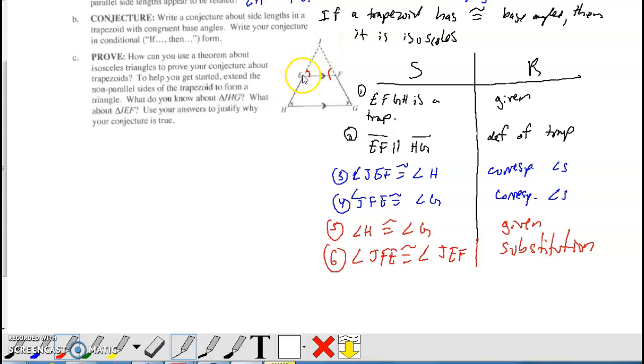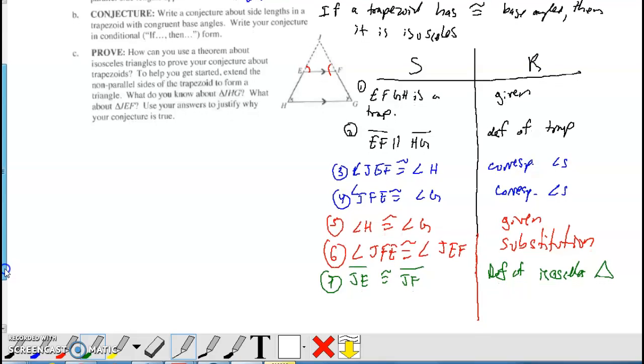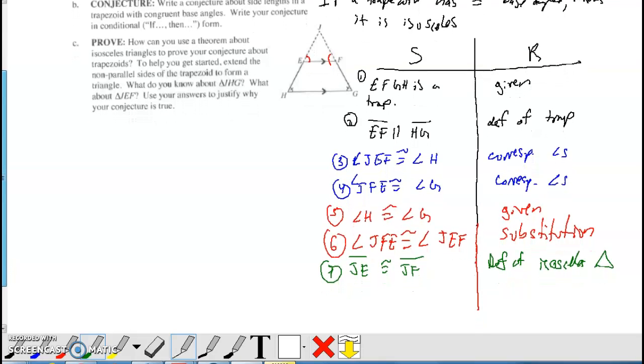But what do I know? That JE and JF should be equal to each other because of the definition of an isosceles triangle. So I'm going to come up with number 7. So JE would be equal to JF, and I'm going to say definition of isosceles triangle.